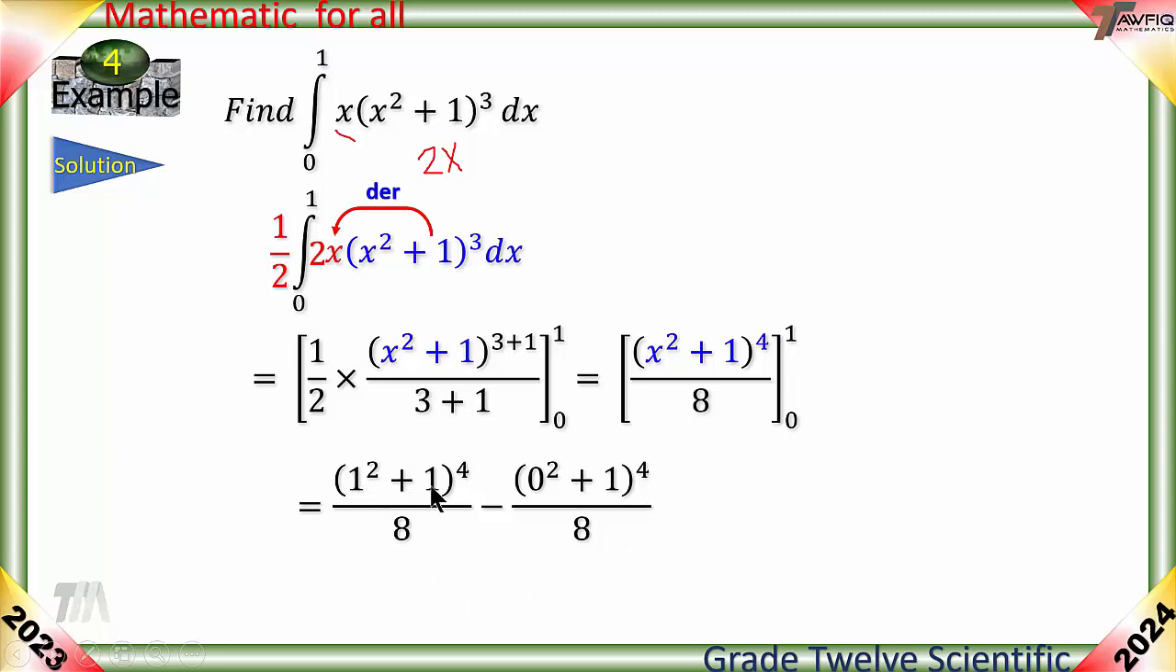1 squared plus 1 is 2, with the power 4 is 16. And 0 plus 1 is 1, with the power 4 is 1, over 8. Because the denominator is equal, we can subtract the numerators. 16 minus 1 is 15 over 8.